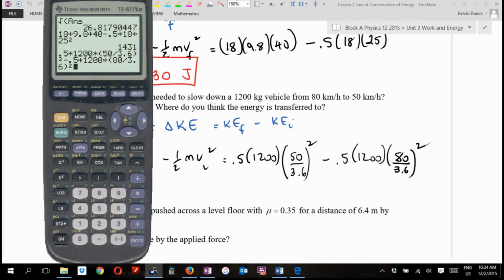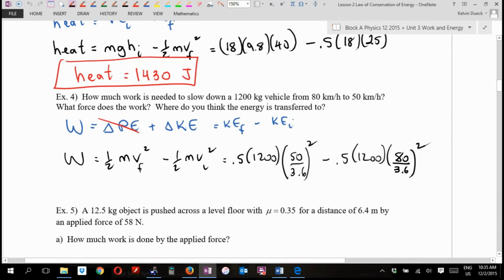Is this car slowing down or speeding up? Is this car gaining energy or losing energy? It's losing energy. Am I expecting negative work or positive work? Negative work. It lost 181,000 joules of energy. Is that right? Same answer as me? Anyone else? Yep. Work equals negative 181,000 joules. So there's the answer to the first question.